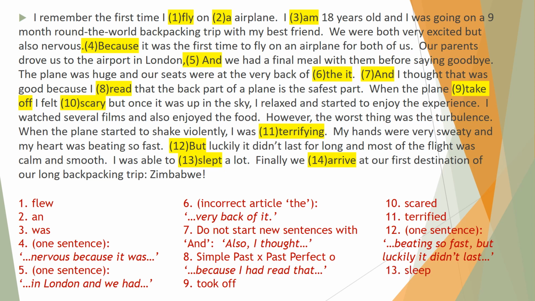I was able to sleep a lot. No, I was able to sleep a lot. That is a grammar mistake. I was, that's the past tense. I was able to, and then you use a present tense verb. I was able to sleep. I was able to study. I was able to watch. I was able to play. I was able to sleep a lot. Finally, we arrive. No, it should be past tense. Finally, we arrived at our first destination of our long backpacking trip, Zimbabwe.